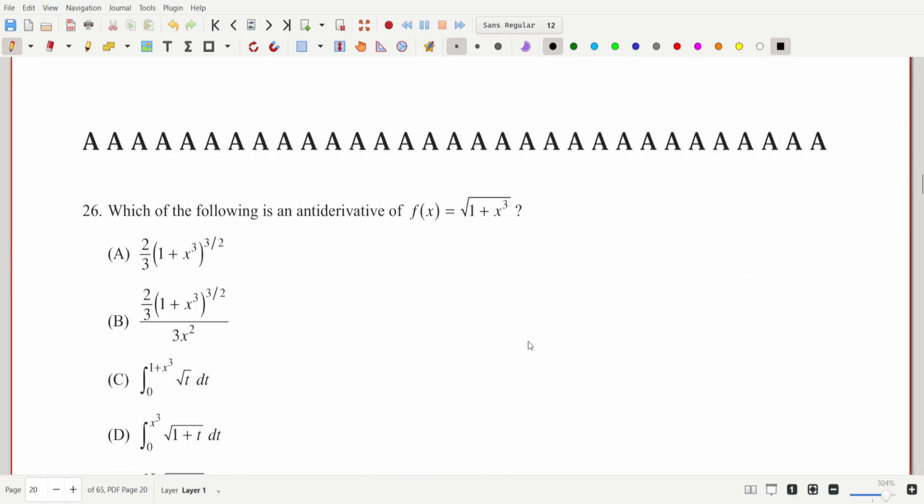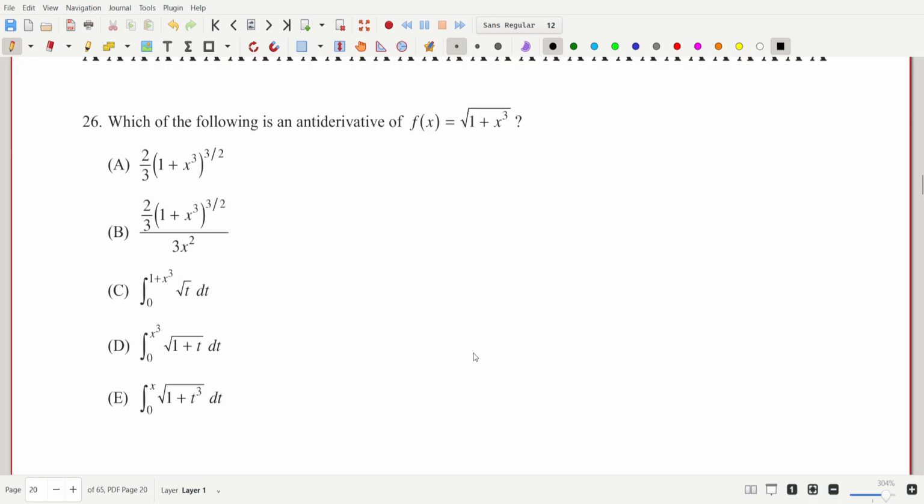Okay, 26. What is an antiderivative of square root of 1 plus x cubed? Oh, this one's tricky. You should think that this doesn't actually have a very convenient antiderivative, so probably c, d, or e should be what you're looking at. Man, e looks incredibly straightforward. Yeah, it's e. This is more of a question of why the other ones don't work.